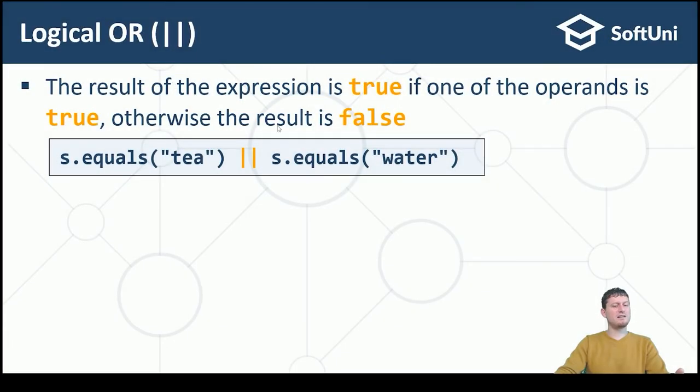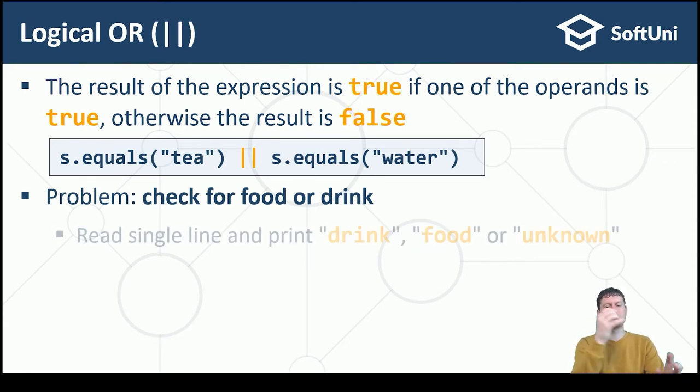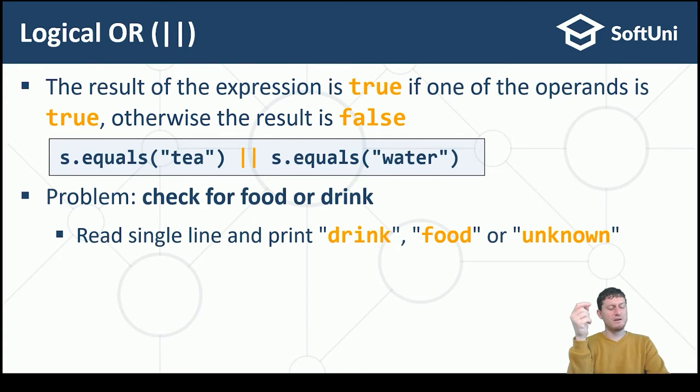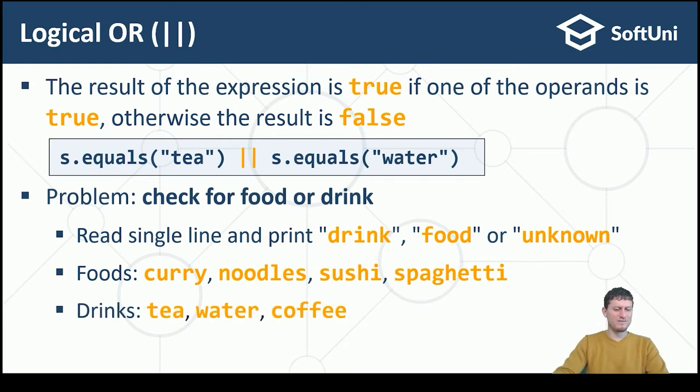So let's solve this problem. Check for food or drink. Whether something is food or drink, we read a single line and print drink, food or unknown. We consider that the foods are curry, noodles, sushi and spaghetti. That's all, only 4 types of food, and drinks are tea, coffee and water. Everything else is unknown.